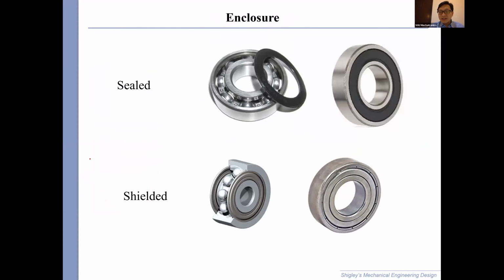All right, we talk about sealing. The seal is to keep the grease there. If you have oil lubrication, then there will be no seal. It's just open like this, without the seal. This is a shield. It has less friction, because with the seal you get some friction here.